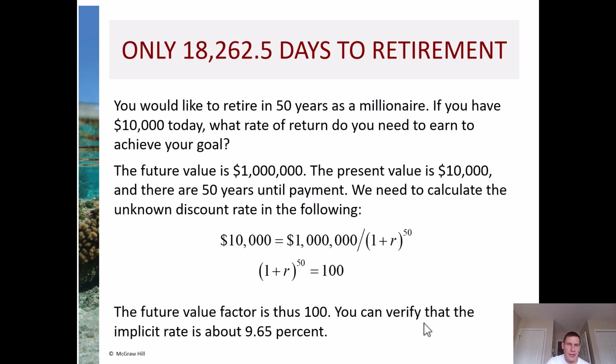All right, here's a kind of facetious example. You want to retire in 50 years as a millionaire. If you have 10 grand today, what rate of return do you need to earn to achieve your goal? The future value is a million, that's when you want to retire. Present value today is 10,000. We've got 50 years. So again, just plug in your numbers. We've got the 1 plus R, we put in our 50, and we know that this is 100, so the future value factor is 100. You can verify that the implicit rate is about 9.65%.